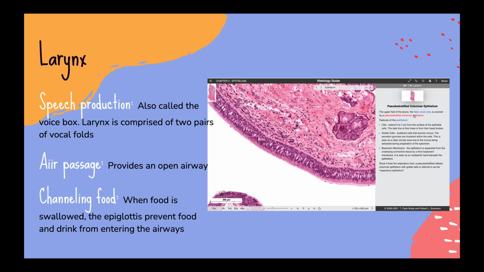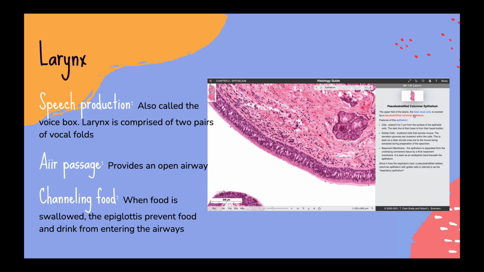And then the next one is the larynx. The structure of the larynx is primarily cartilaginous and is held together by a series of ligaments and membranes. So these are the functions of the larynx. It is first for speech production, also called the voice box. The larynx comprises two pairs of vocal cords.